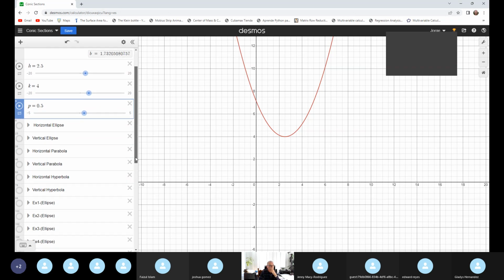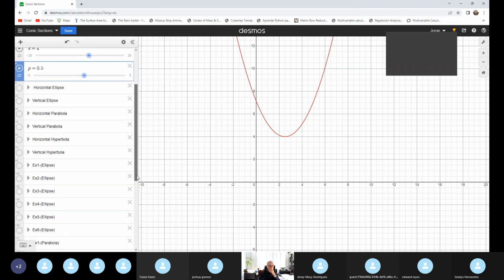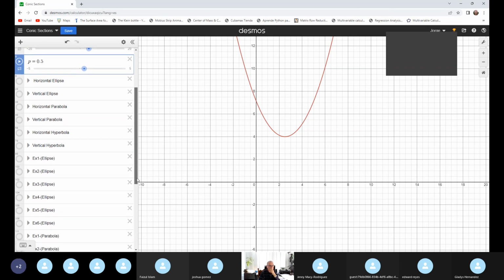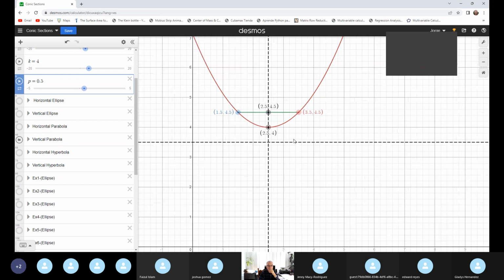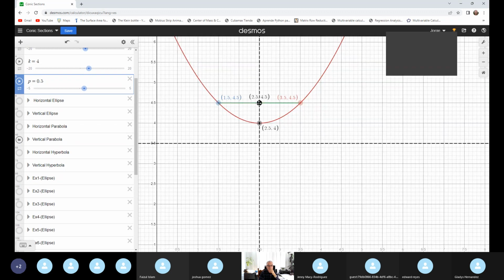So now we are talking about a vertical parabola. That one. Boom. You see it's narrow. Vertex, focus, endpoint of the focal diameter, directrix line, axis of symmetry line. End of story.